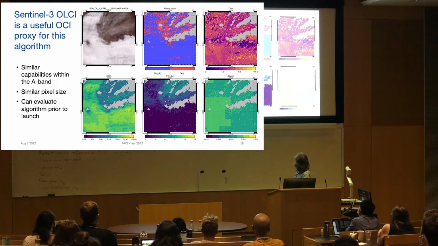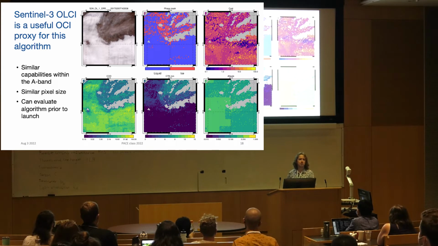And a measure of this thing called the cost function. It's like a chi-square test that tells us how well the measurements fit the solution. So if this is really, really high, you think maybe there's some problem with this pixel.